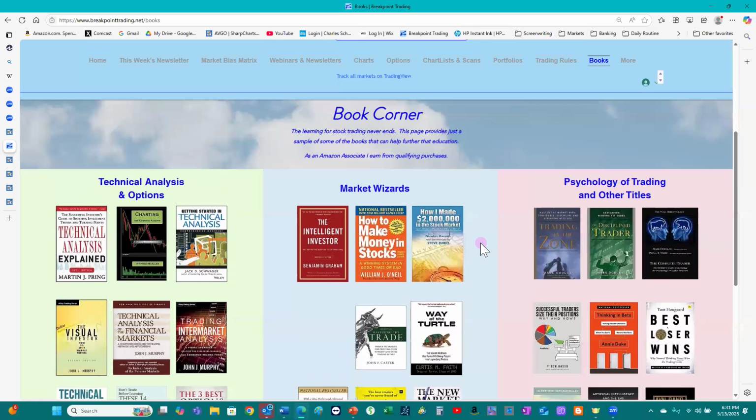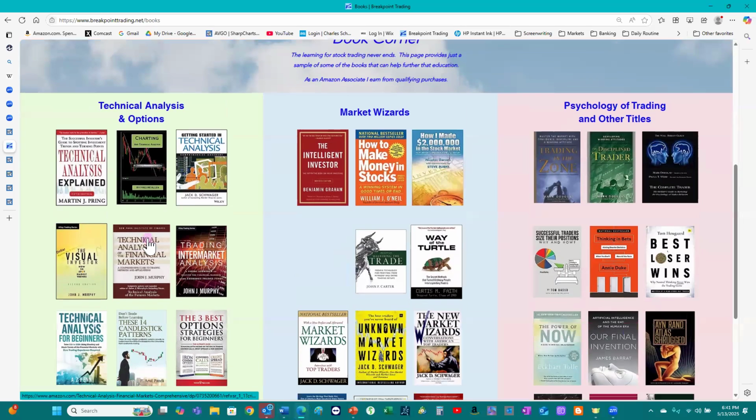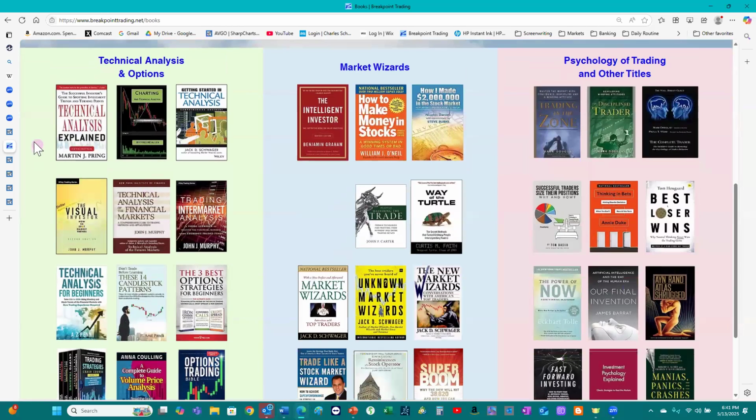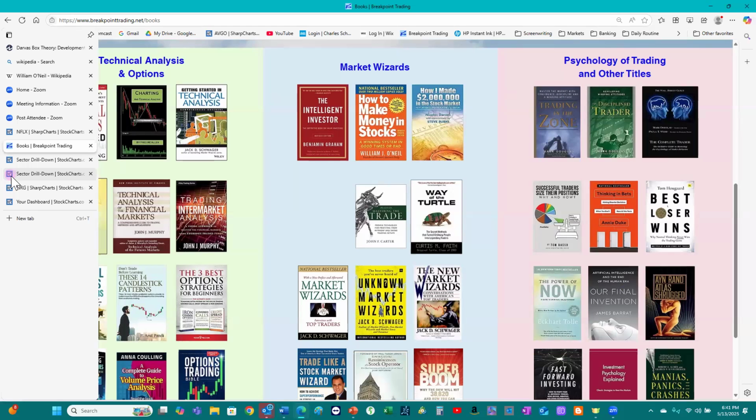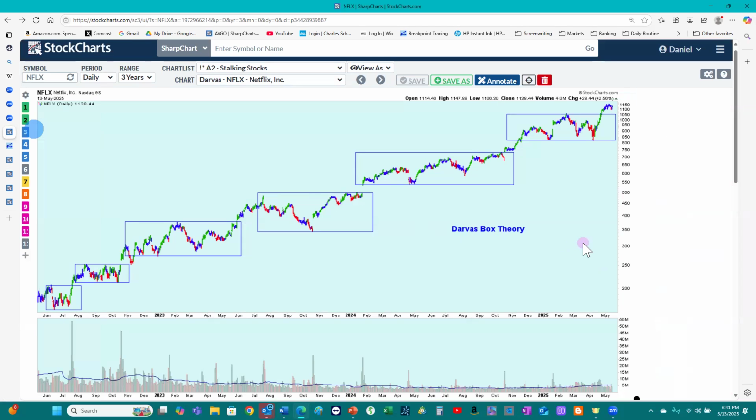So there's lots of really good learning in here, including technical analysis over here on the left side. All right, let's take a look at Netflix. And here we go, Netflix. So I already drew the boxes. This is the Darvas box theory, basically, in a nutshell.